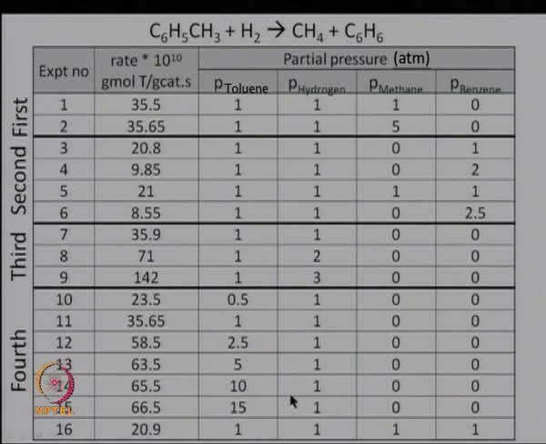reaction rate. However, if we go to a much higher concentration of toluene, for example, look at runs 13, 14 and 15, a significant increase in the concentration of toluene has only a marginal effect on the reaction rate. Therefore, this suggests that the dependence of toluene must appear both in the numerator and the denominator of the reaction rate. So let us summarize this here.